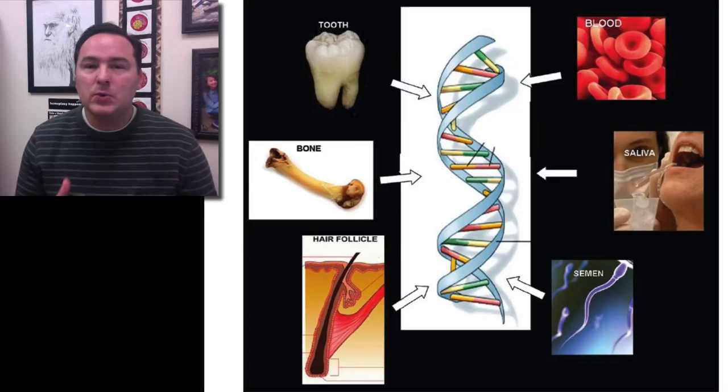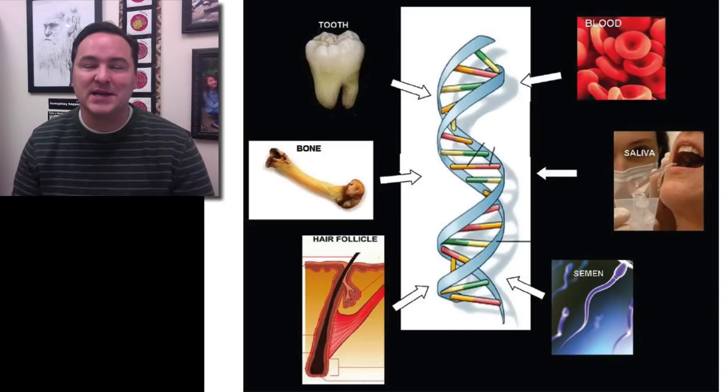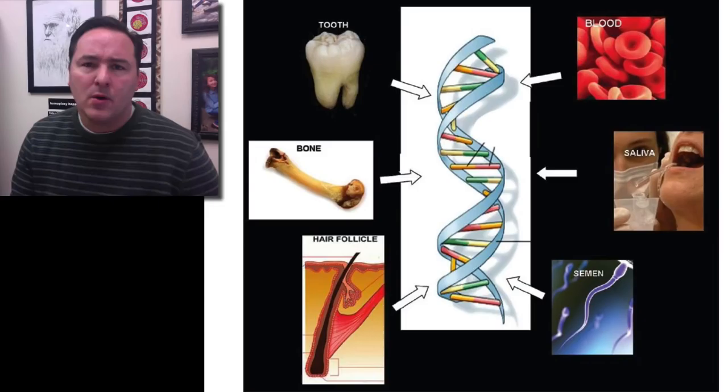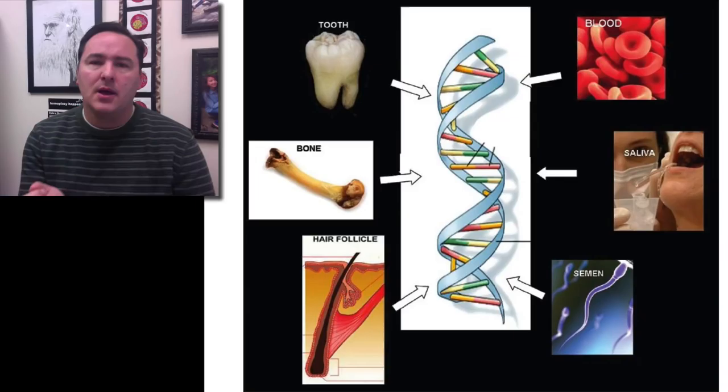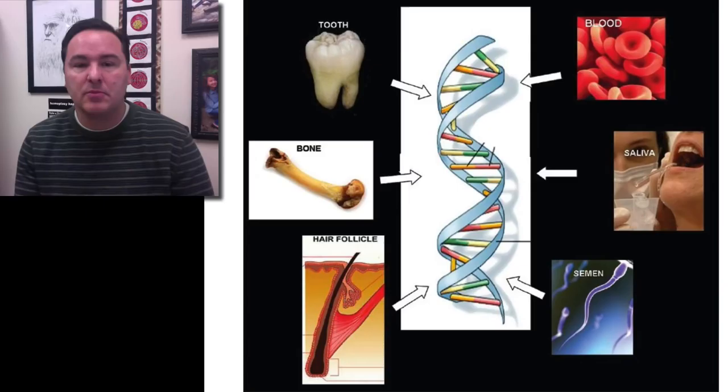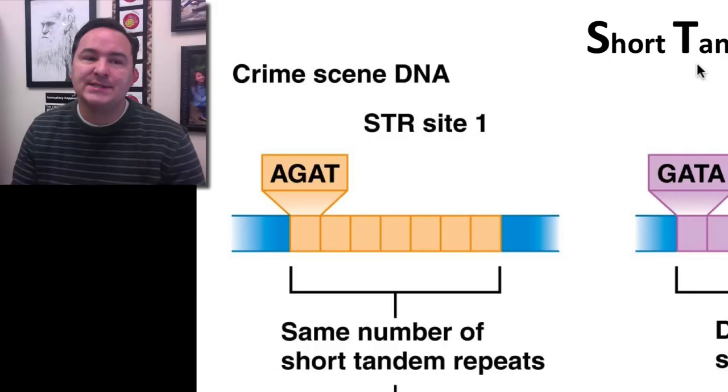Of course, many of you are familiar with this from all of the popular CSI TV shows that are on. So we're not going to get too deep into this right now, but I do want to bring up how you match up the DNA from a biological sample to a person. It's done with what we call short tandem repeats, or STRs.